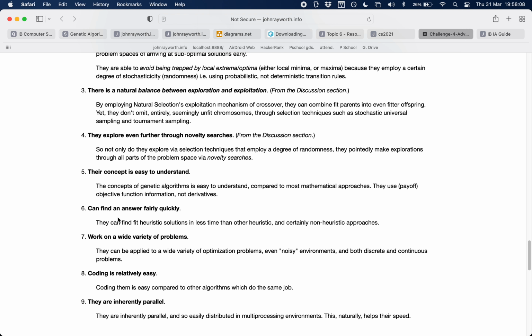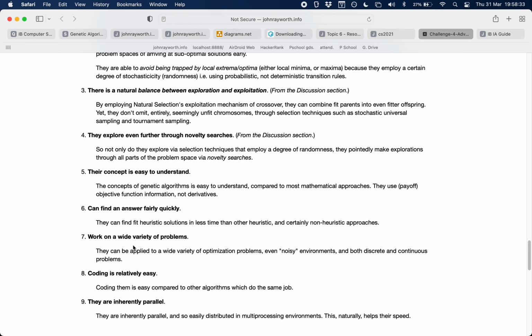We're able to find an answer fairly quickly. We don't find the definitive answer, unless we're just totally lucky, but we find an optimal answer fairly quickly. With the genetic algorithms program that we've been using, it's a matter of seconds, just a few seconds.